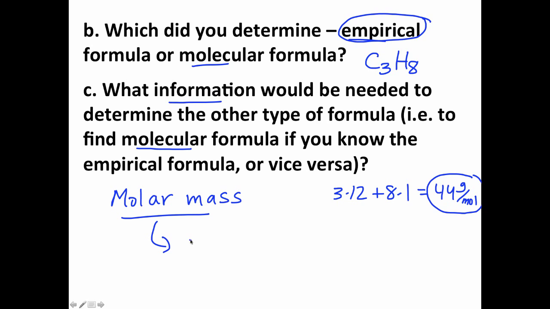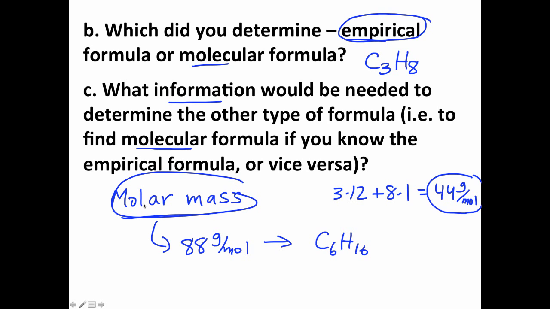But if we found that the molar mass was, let's say, 88 grams per mole, then we'd know that the empirical formula is not the same as the molecular formula, and the molar mass of the compound is twice the molar mass of the empirical formula. And so in that case, we'd conclude that the molecular formula was twice as big, or C6H16. But we don't know that for sure until we have molar mass data.